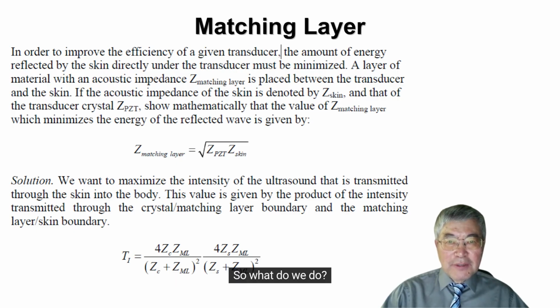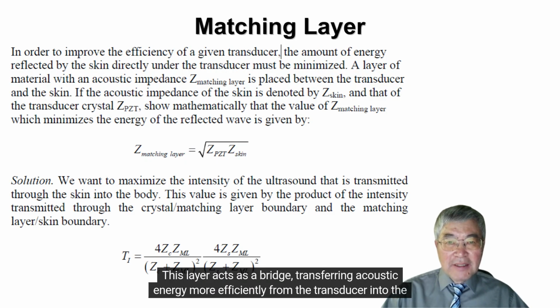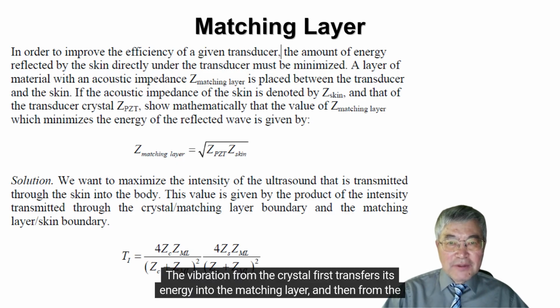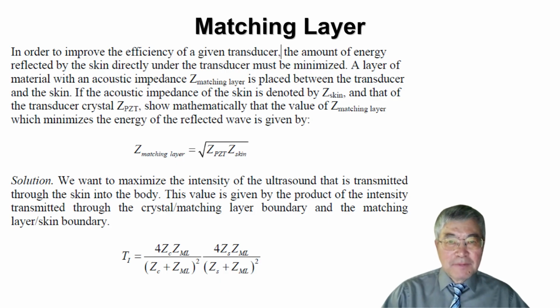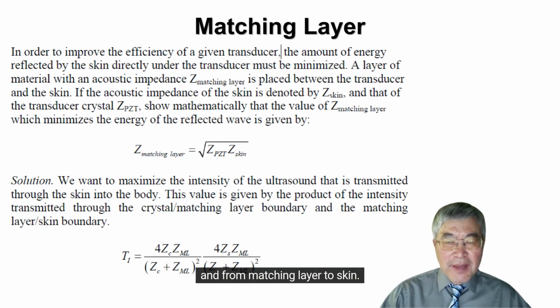So what do we do? We introduce a matching layer, a thin material layer whose acoustic impedance lies between those two values. This layer acts as a bridge, transferring acoustic energy more efficiently from the transducer into the skin. Here's how it works. The vibration from the crystal first transfers its energy into the matching layer, and then from the matching layer into the skin. So instead of one big impedance jump, we now have two smaller steps, from crystal to matching layer and from matching layer to skin.